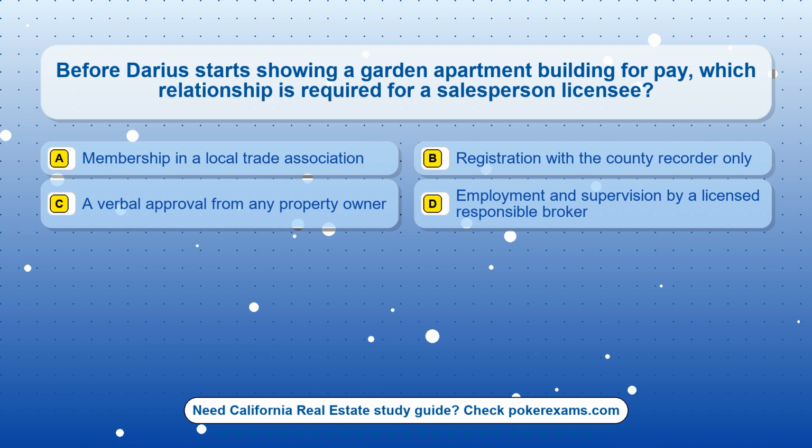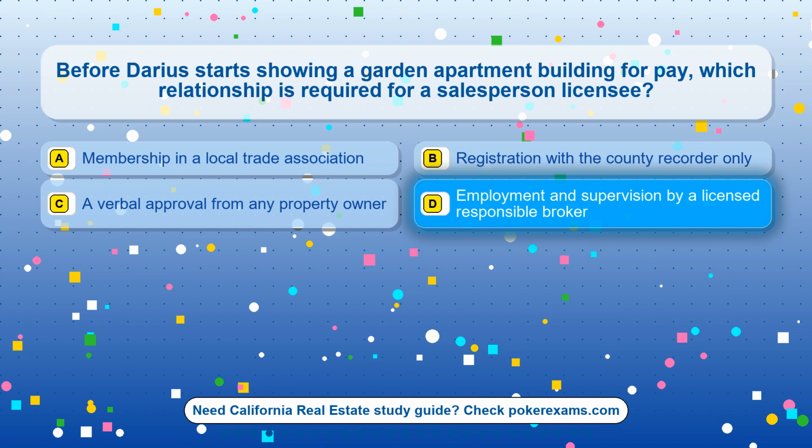Question 1. Before Darius starts showing a garden apartment building for pay, which relationship is required for a salesperson licensee? Option A. Membership in a local trade association. Option B. Registration with the county recorder only. Option C. A verbal approval from any property owner. Option D. Employment and supervision by a licensed responsible broker.